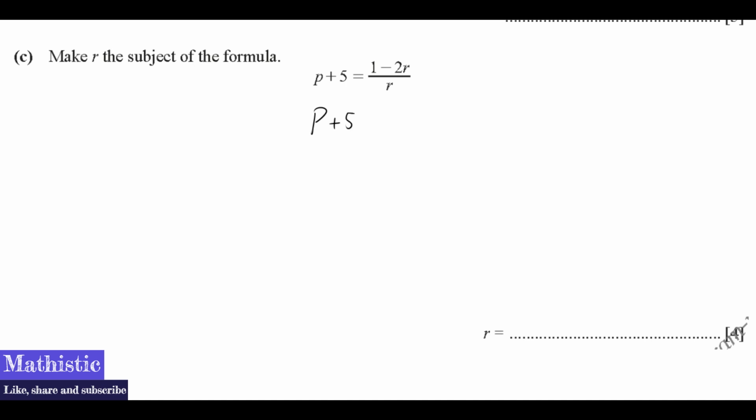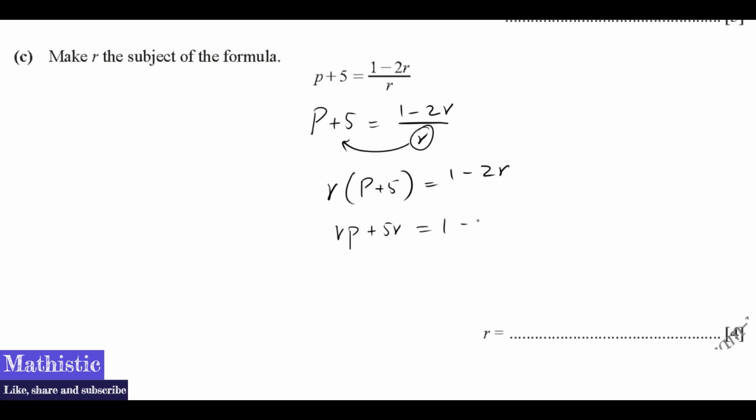So we have P plus 5 equals 1 minus 2R divided by R. Let's bring this R to the left hand side and multiply. So we're going to get R times (P plus 5) equals 1 minus 2R. Okay, let's multiply R with both of these. So we're going to get RP plus 5R equals 1 minus 2R.